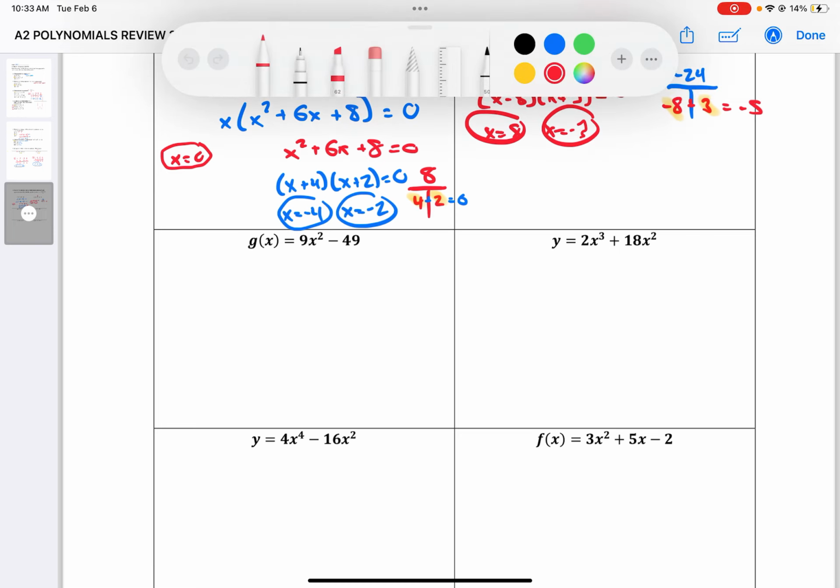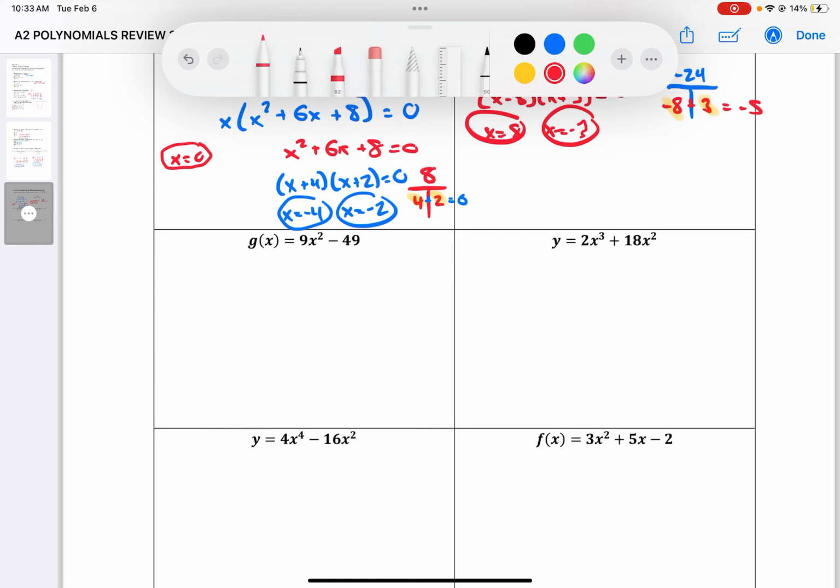This one, 9x squared minus 49. We can factor it using the difference of perfect squares. So 3 squared x squared minus 7 squared turns into 3x minus 7, 3x plus 7. We can do that.